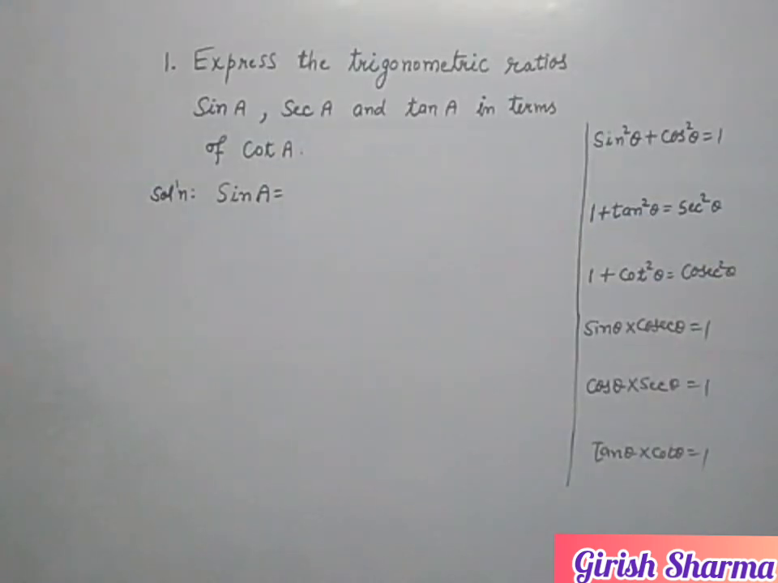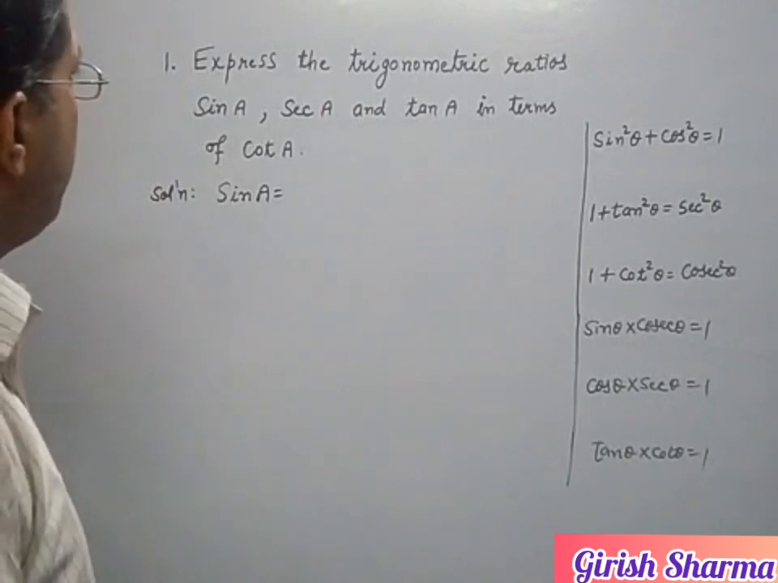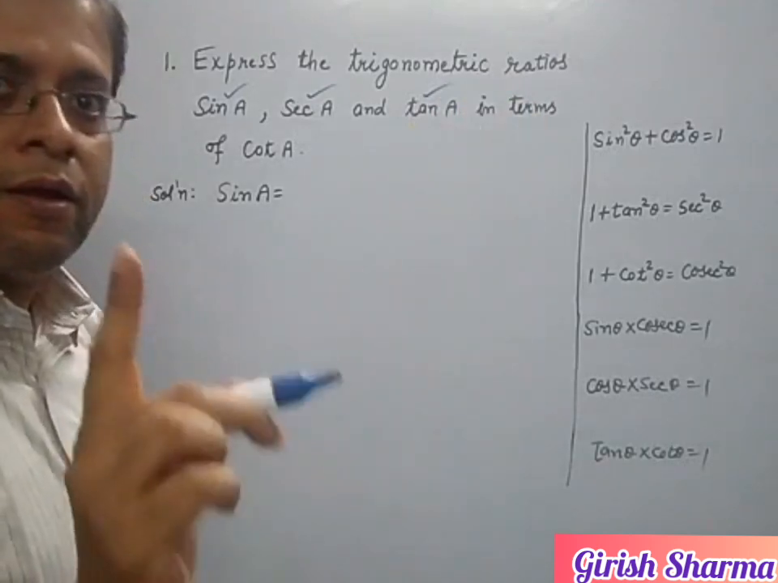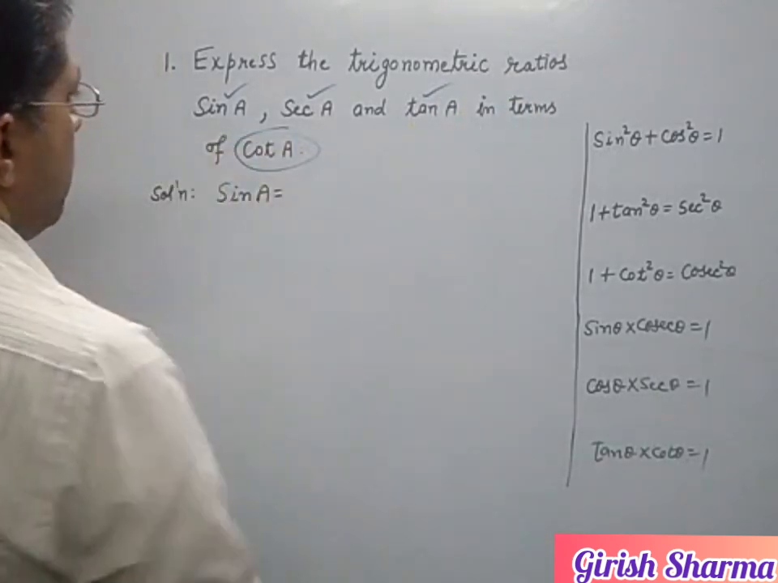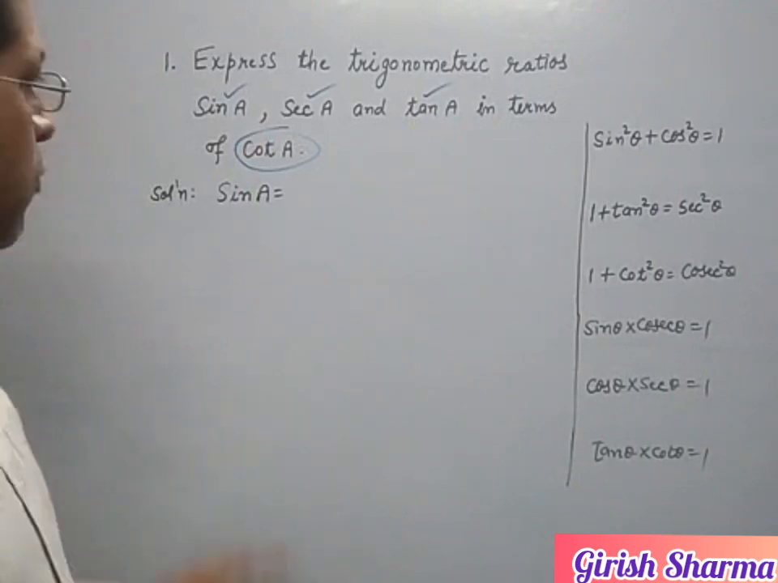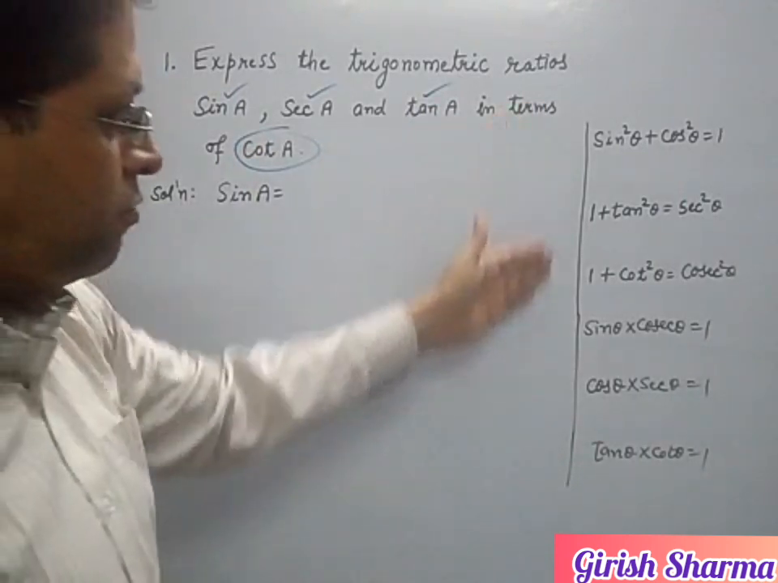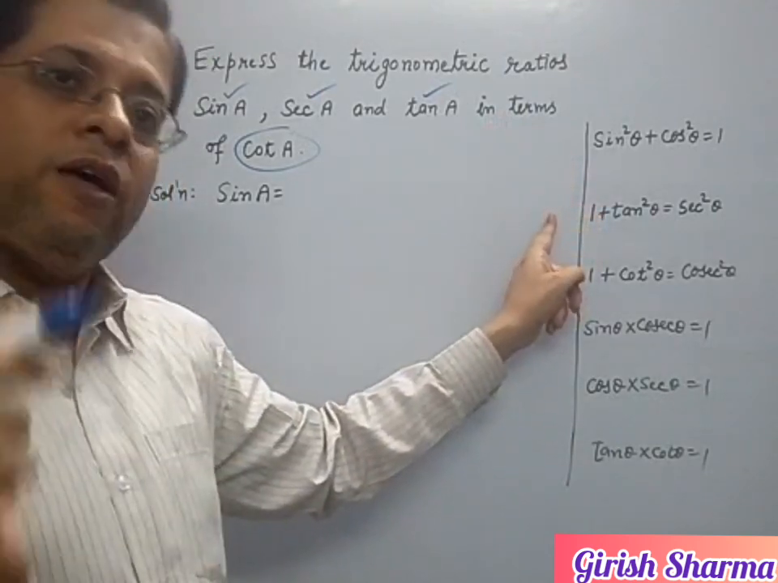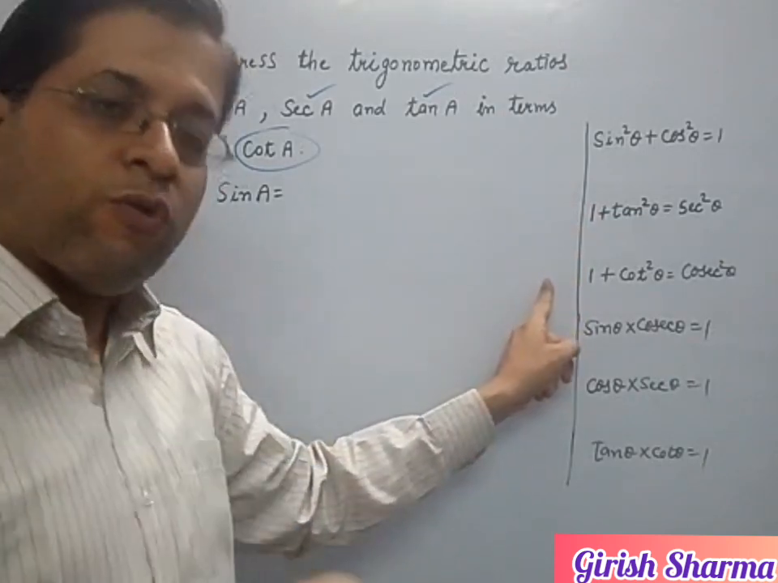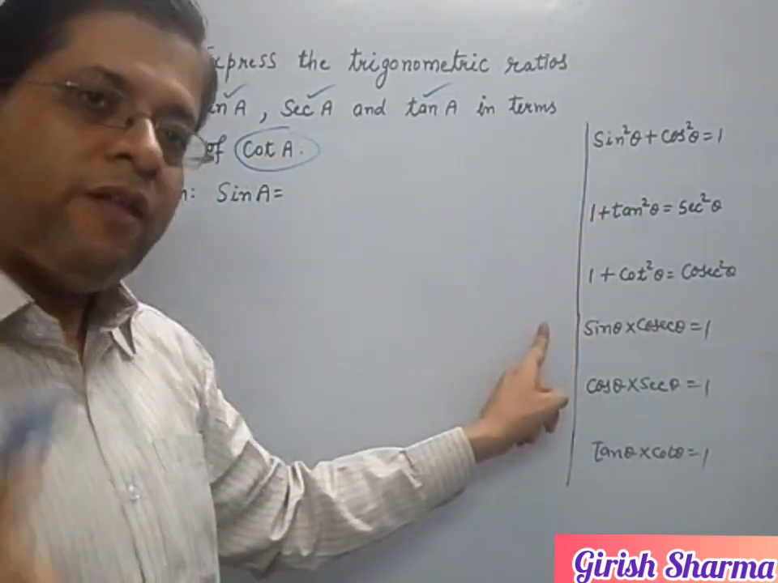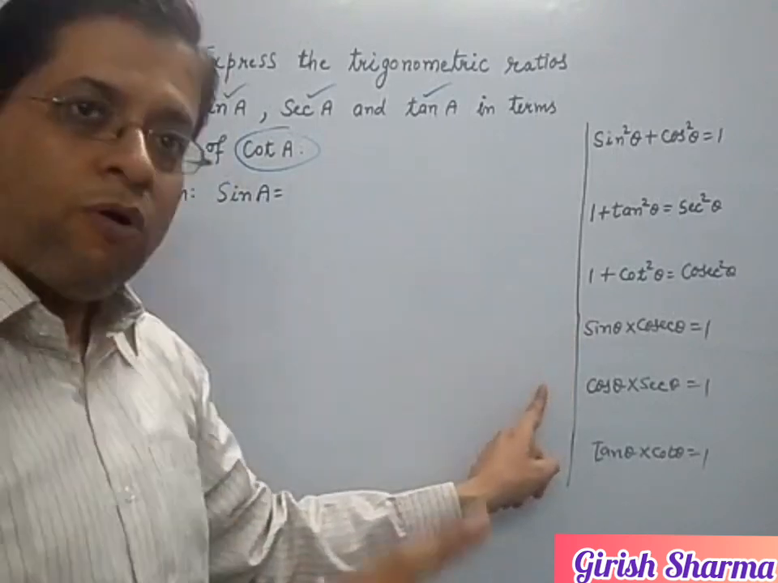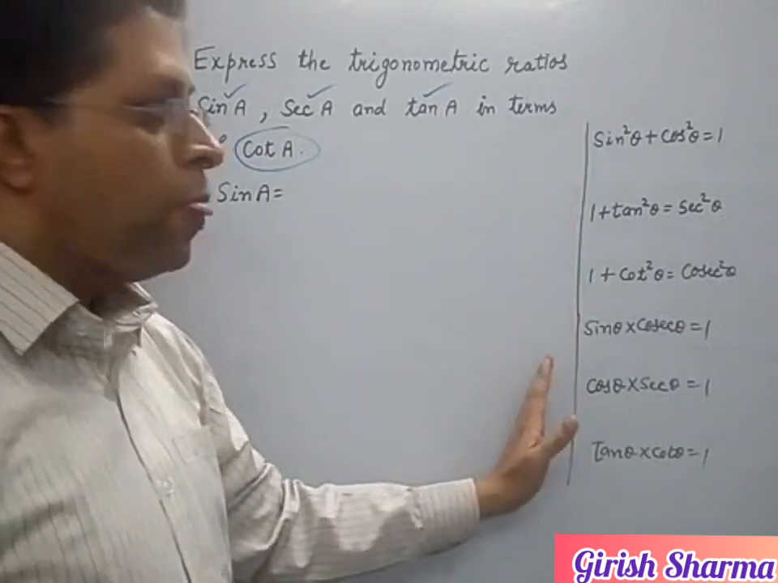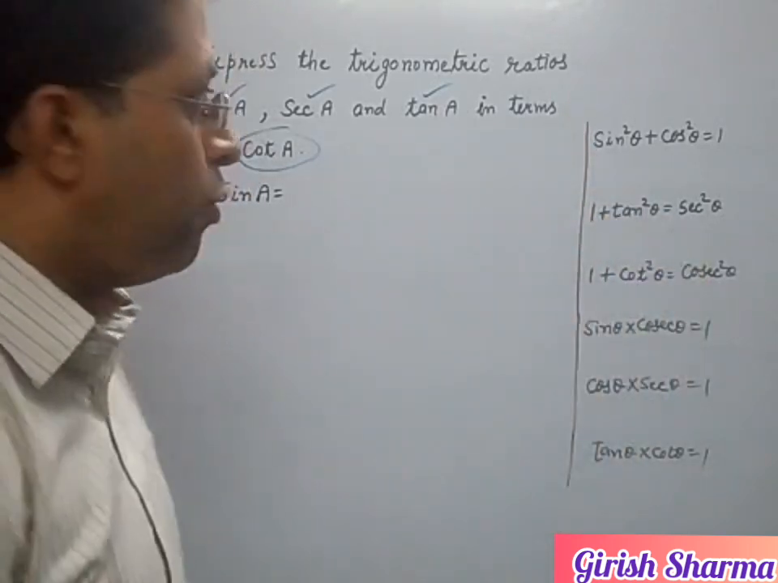Hello students, now see, the first question is: express the trigonometric ratios sin A, sec A and tan A in terms of cot A. You have to convert sin A in terms of cot A. We know that sin² θ + cos² θ = 1, 1 + tan² θ = sec² θ, 1 + cot² θ = cosec² θ, sin θ × cosec θ = 1, cos θ × sec θ = 1, tan θ × cot θ = 1. You have to keep these in mind, that is why I have written them on the right-hand side for your help.